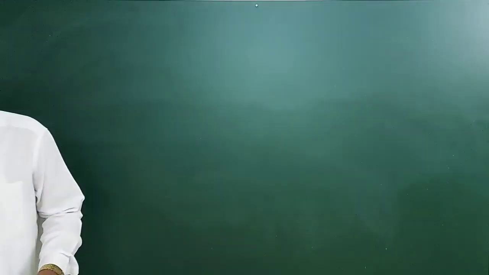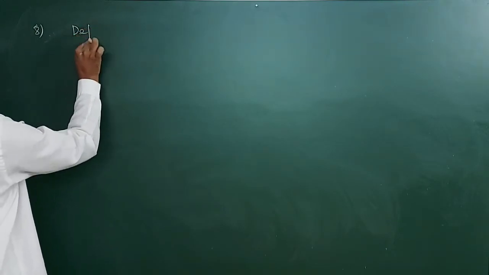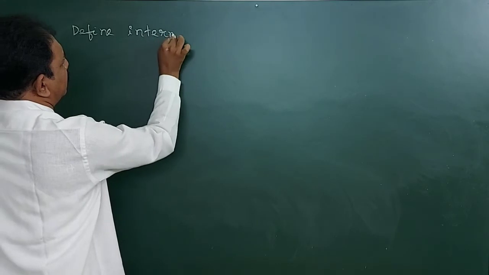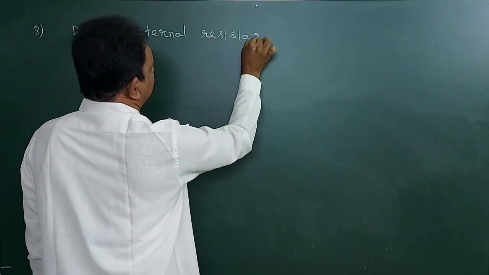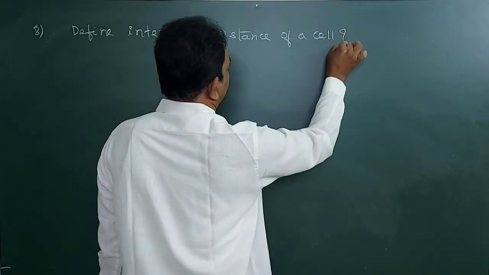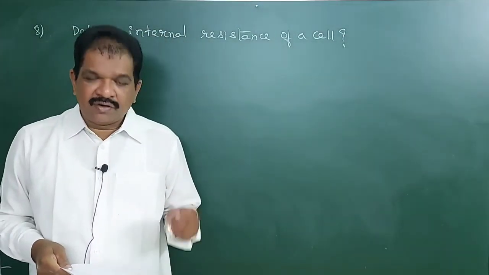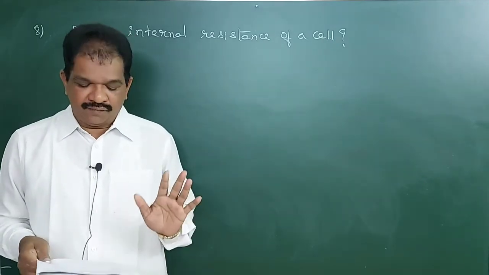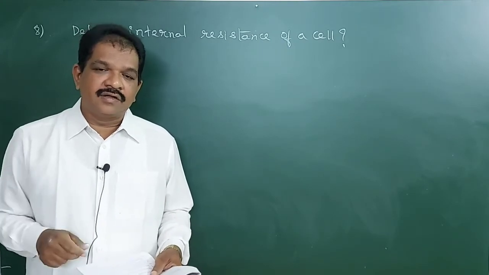Question number 8. Define internal resistance of a cell. How will we define it? The resistance offered by the electrodes and electrolyte of the cell to the flow of current is called the internal resistance of the cell.